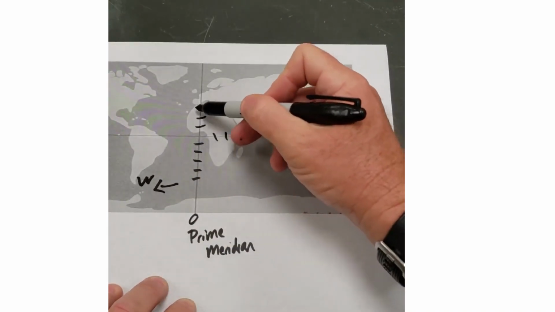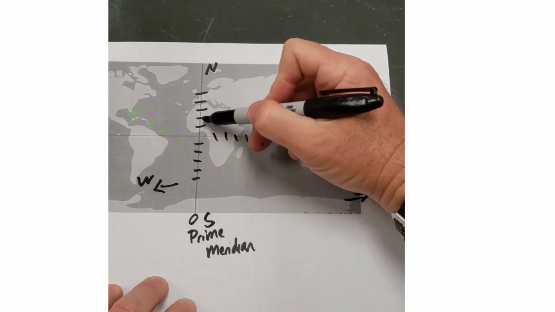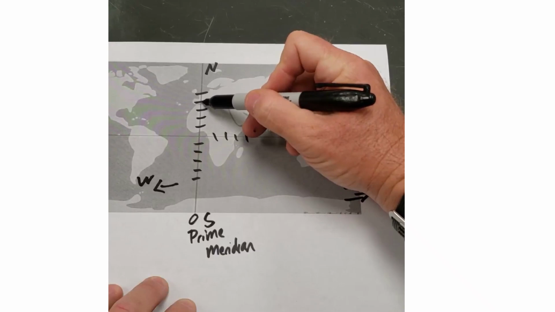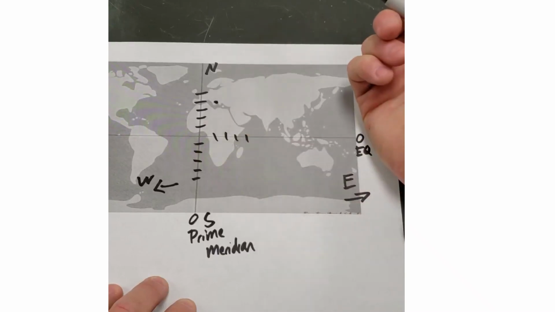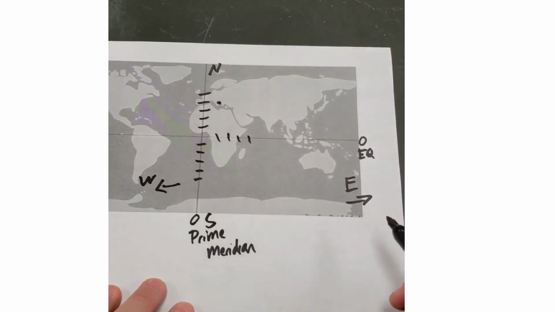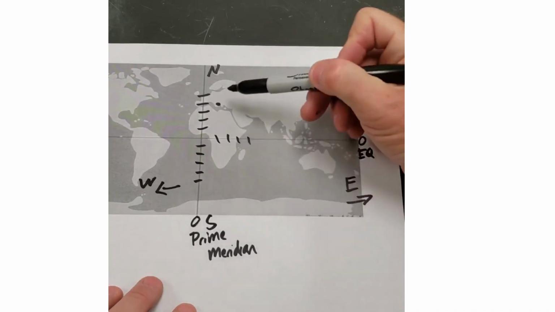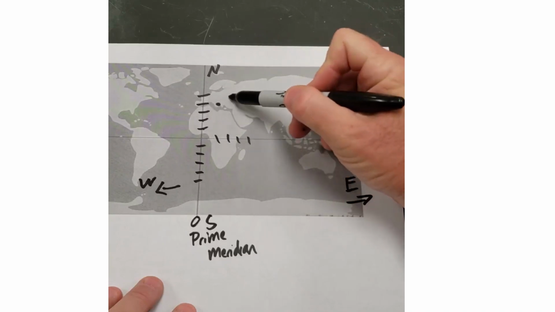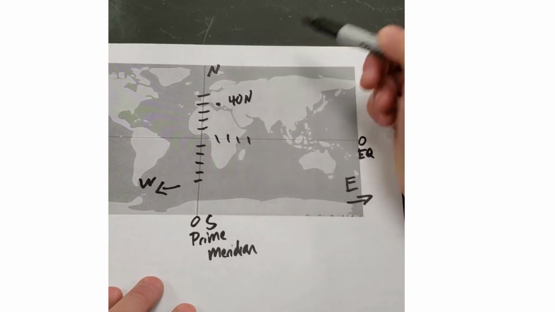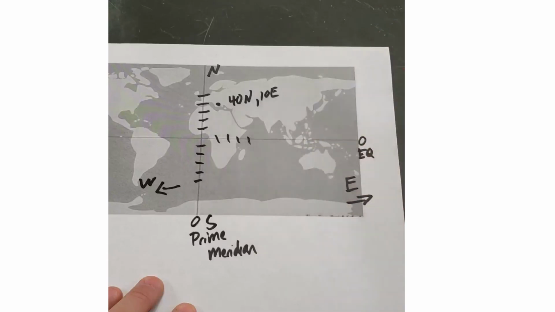How much do I go north and south? North, south. I go 10, 20, 30, 40 degrees north, and I go 10 degrees east. I wind up right there. Now, when we describe latitude and longitude, the latitude line is always described first. So for this particular point, I would say this is 1, 2, 3. I would say this is 40 north, and let's say this is 10 east.